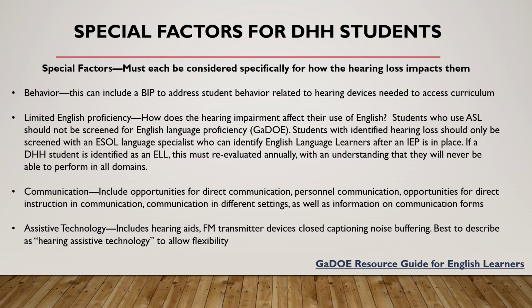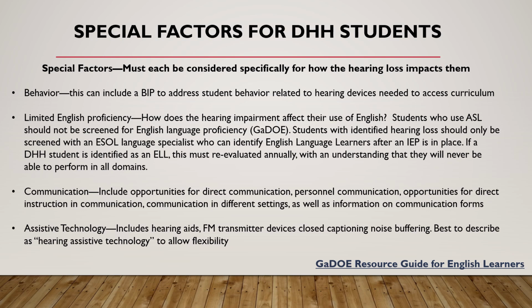And finally, assistive technology. This can include hearing aids, the FM transmitter, closed captioning in the classroom, or noise buffering tools. Any kind of assistive technology that they use can be included. It's best probably to describe them as hearing assistive technology because that kind of covers all your bases. So no matter what kind of technology the child specifically uses, if you mark it down as hearing assistive technology, that'll cover all the bases.